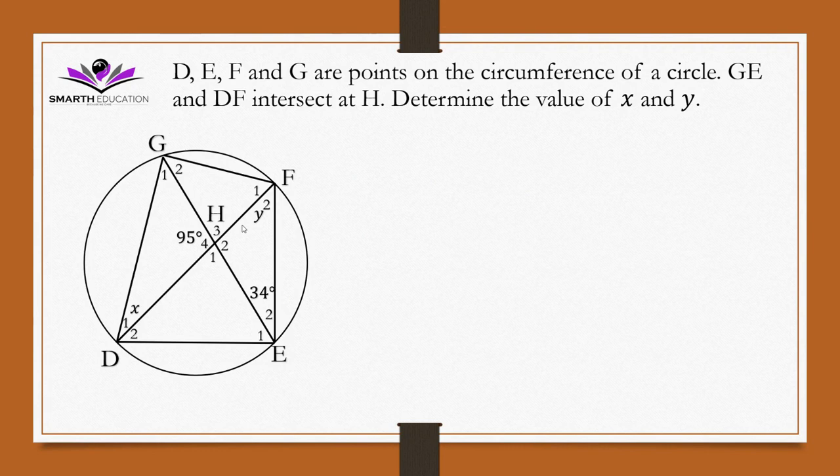Again, you can pause the lesson here for about maybe 5 minutes, and then you try to answer this. We want the value of x and y. Read through the information and try to calculate the value of x and y. Let's try. Right, welcome back. D, E, F, and G are points on the circumference of a circle. GE and DF intersect at H, and then determine the value of X and Y.